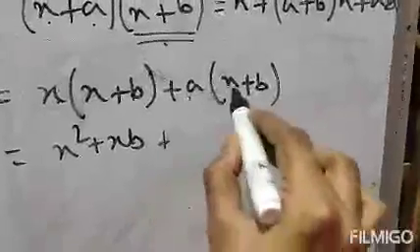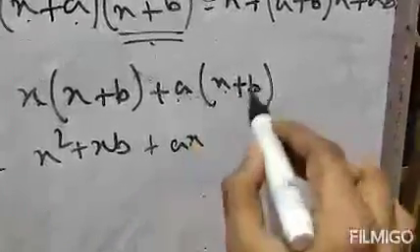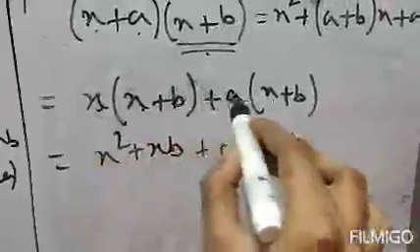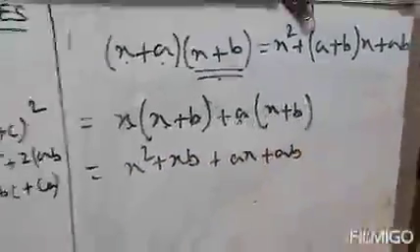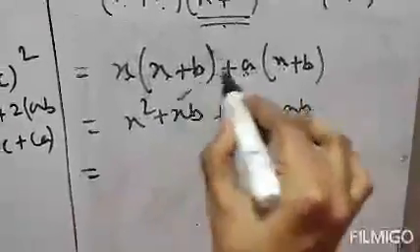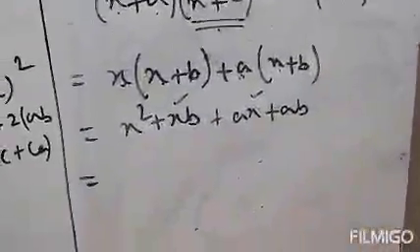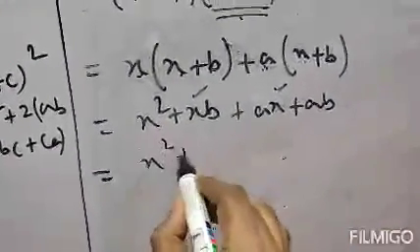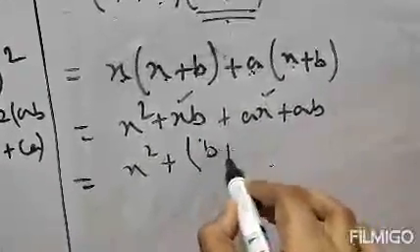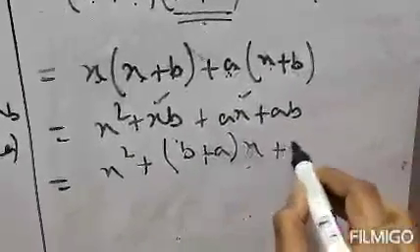Then ax is ax and ab is ab. Just multiply x to x, x to b, a to x, and a to b. Now take out the common. There is an x and there is also an x, so take x as common. Therefore, x square plus, taking x as common, (b plus a)x plus ab.